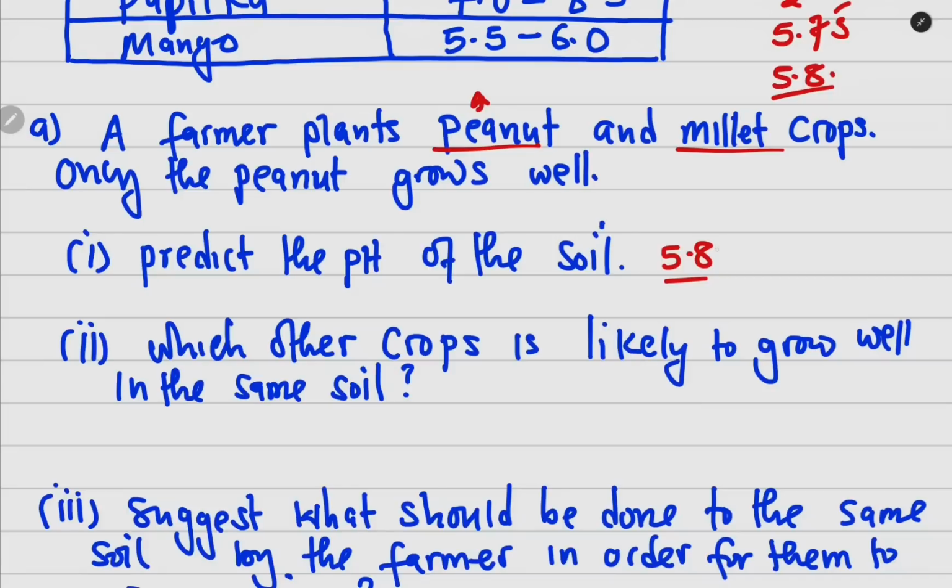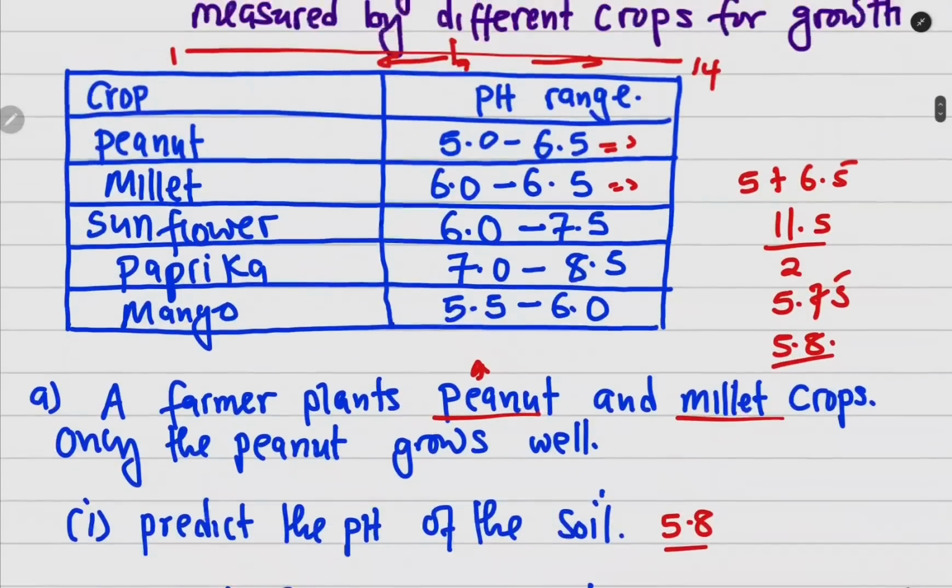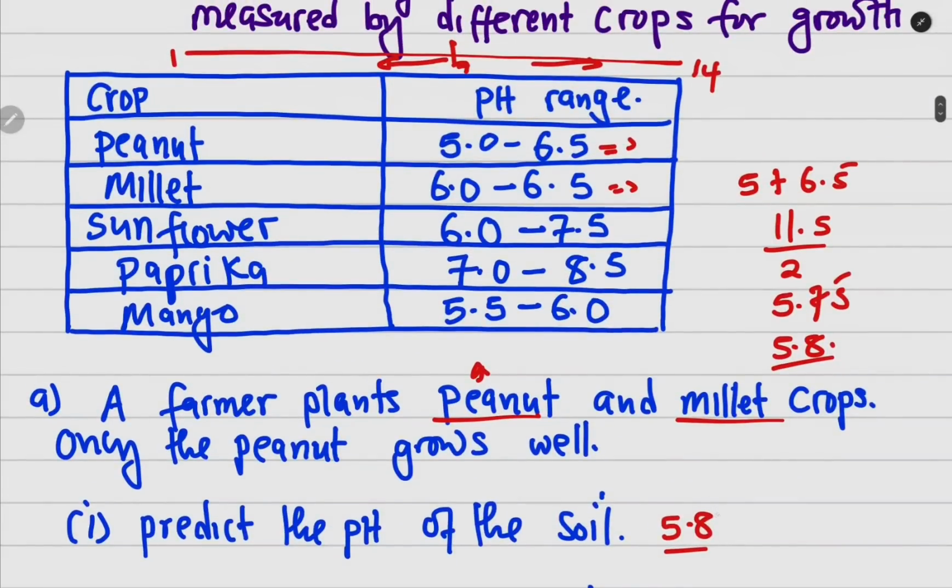Okay, which other crop is likely to grow well in the same soil? So the soil with a pH of 5.8, which other crops is expected to grow well? So you're going to look at the one that has also the pH of this, or closer to this. Now if you look at this 6 point something and 6 point something, if you add this and you divide, you're not going to get 5 point something, you're going to get 6.25. This one you're going to get above 6.